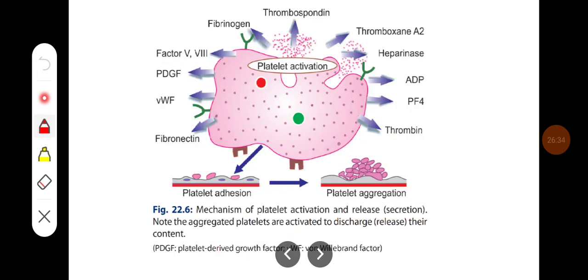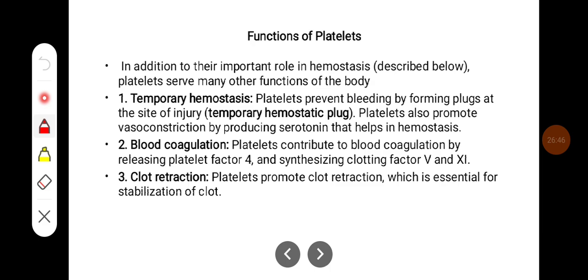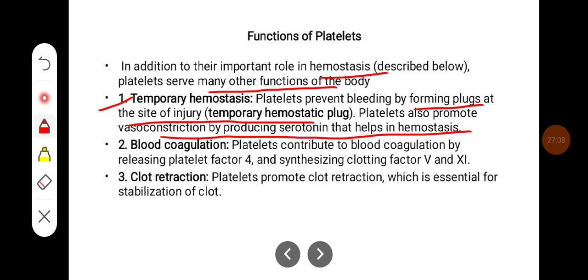So this is the diagram showing the release mechanism where they release the different substances from alpha and dense granules. In addition to their important role in hemostasis, the platelets serve many other functions. One is temporary hemostasis, that is, platelets prevent bleeding by forming plugs at the site of injury, and platelets also promote vasoconstriction by producing serotonin that helps in hemostasis.